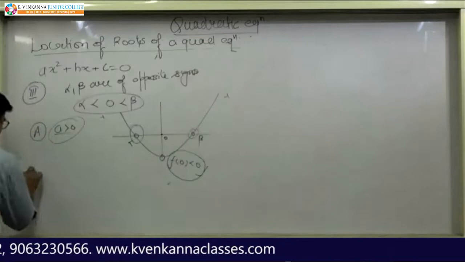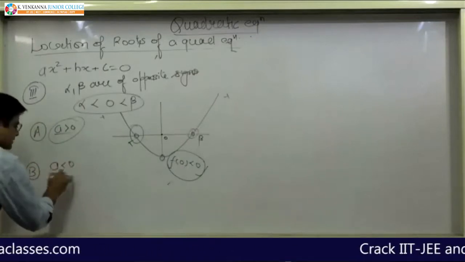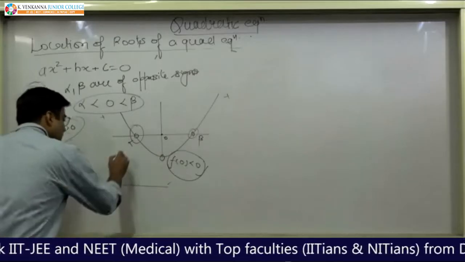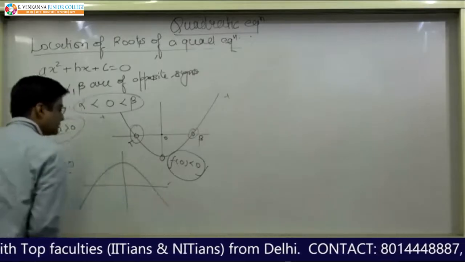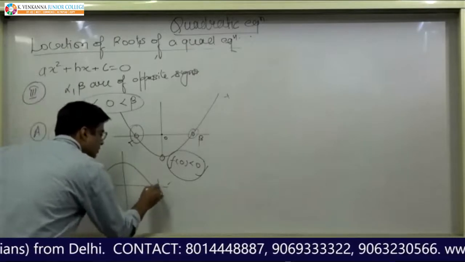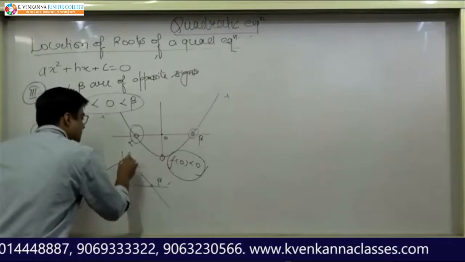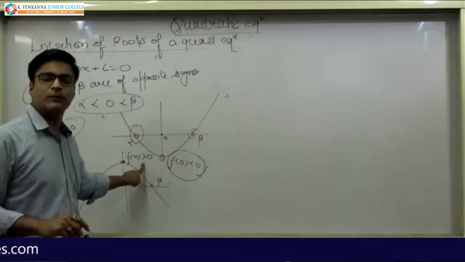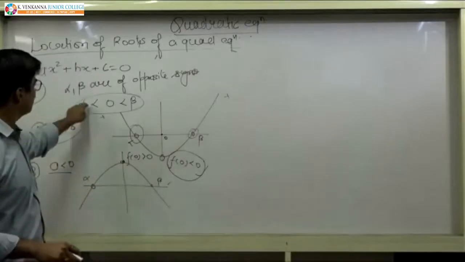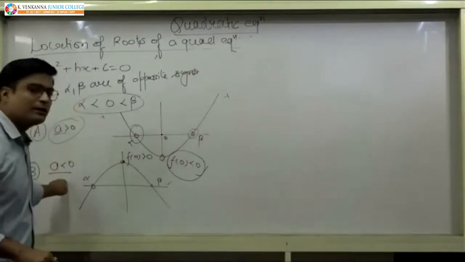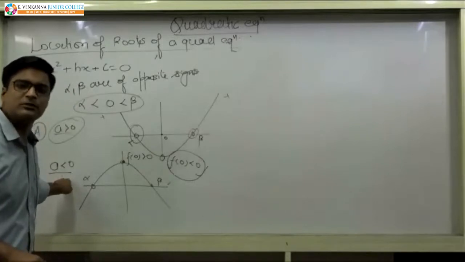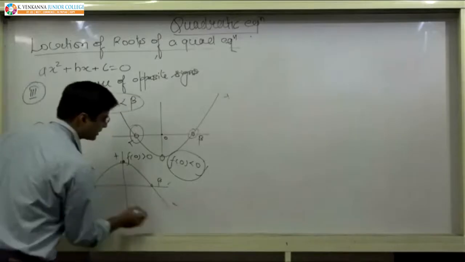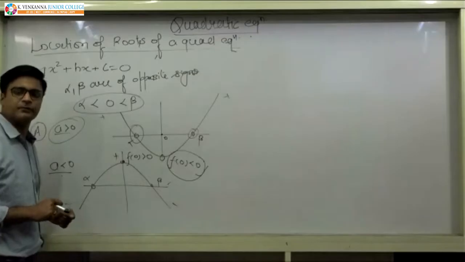Similarly, let's say A is lesser than 0. If A is lesser than 0, then what do I have? The curve will open downward. So it will be something like this. This is your alpha and this is your beta and this is your f of 0 greater than 0. Again, f of 0 greater than 0 is sufficient for one root to be negative and one to be positive when leading coefficient is lesser than 0, right? Because it is negative here, it is positive here, so the curve will intersect at least one time. This is positive, this is negative. At least one time it will intersect the x-axis, right?